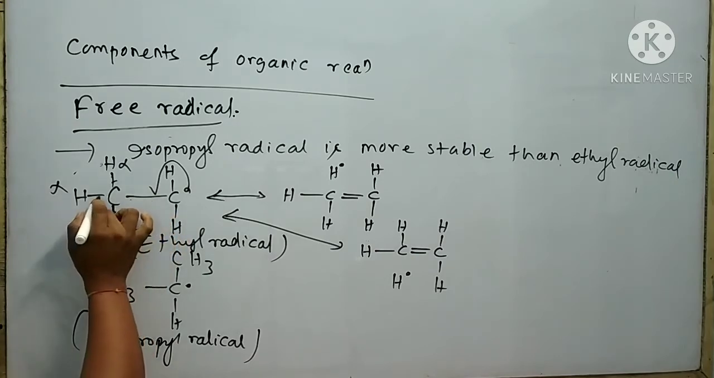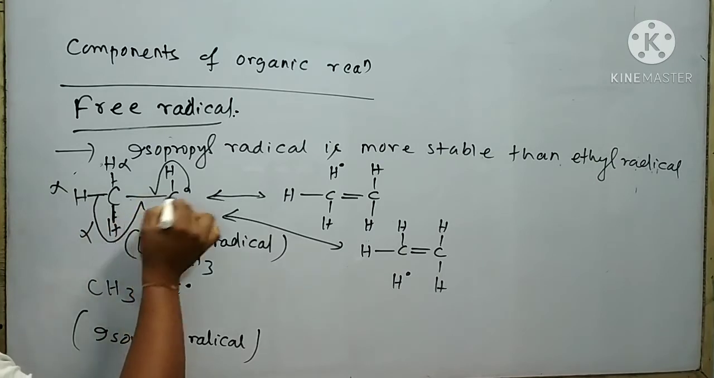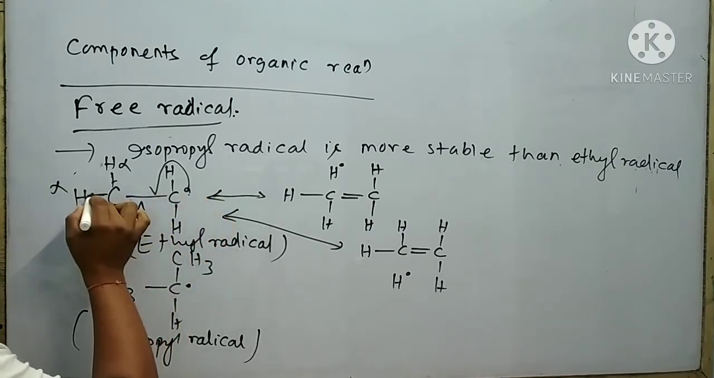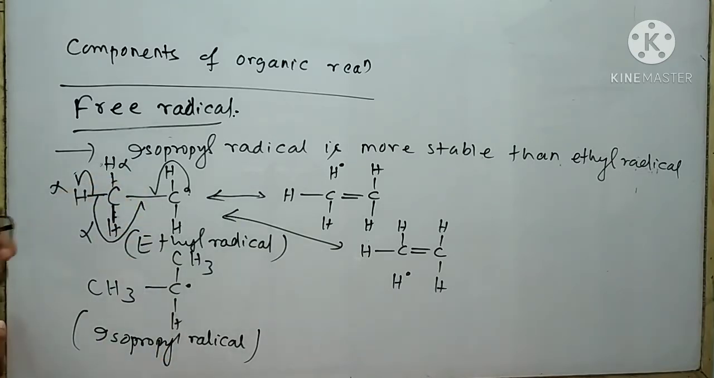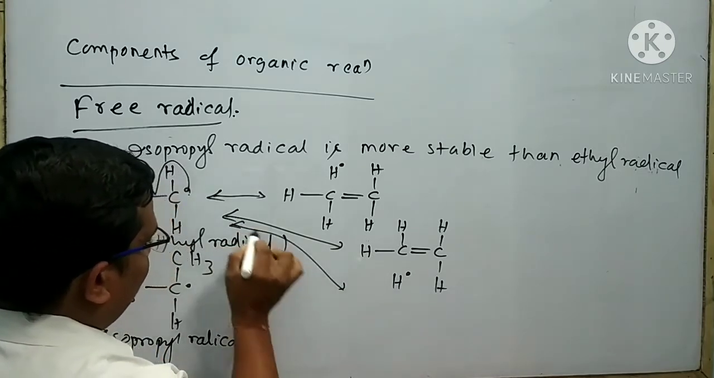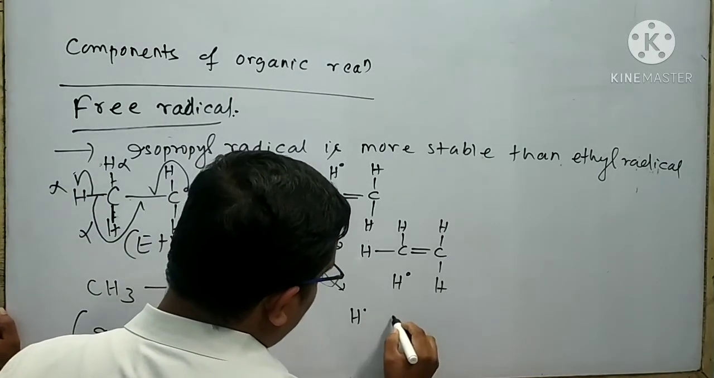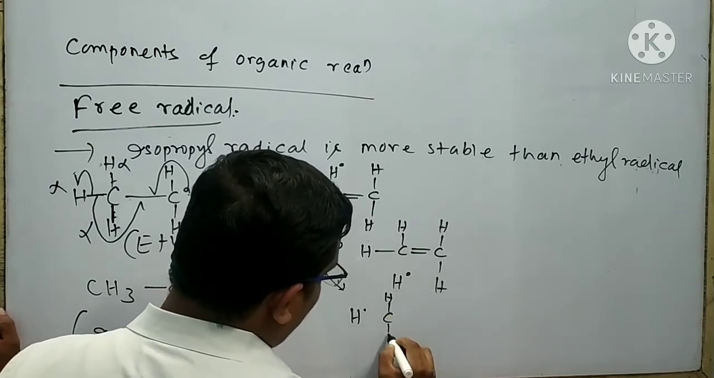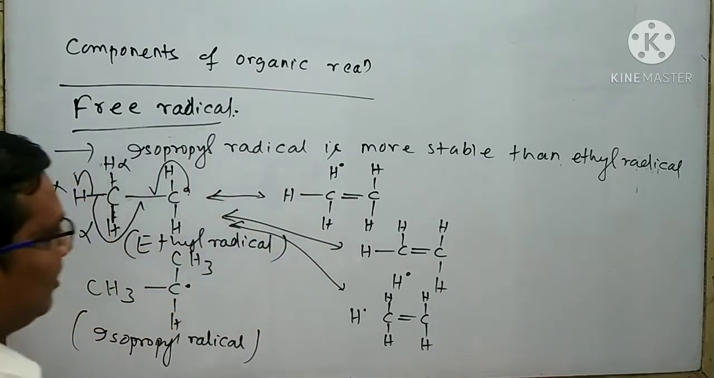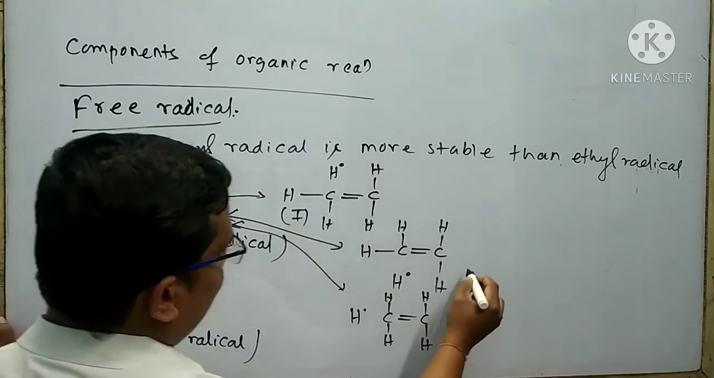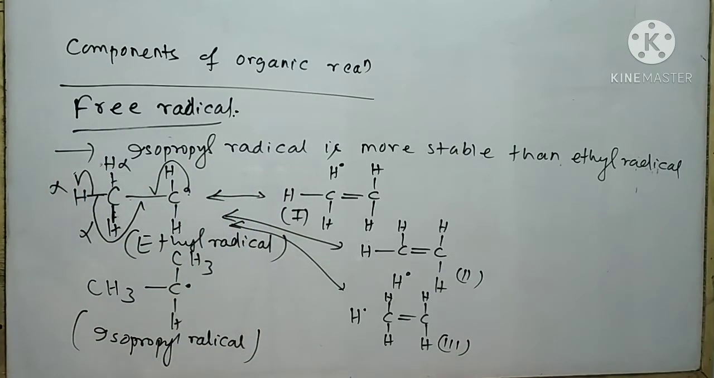Suppose here homolysis takes place. As a result, this radical will combine with this radical, and another radical will be formed, that is said to be hydrogen radical. I can draw another hyperconjugated structure like this: H dot C bond H bond H, double bond C bond H bond H. This is the first hyperconjugated structure, this is the second, this is the third.